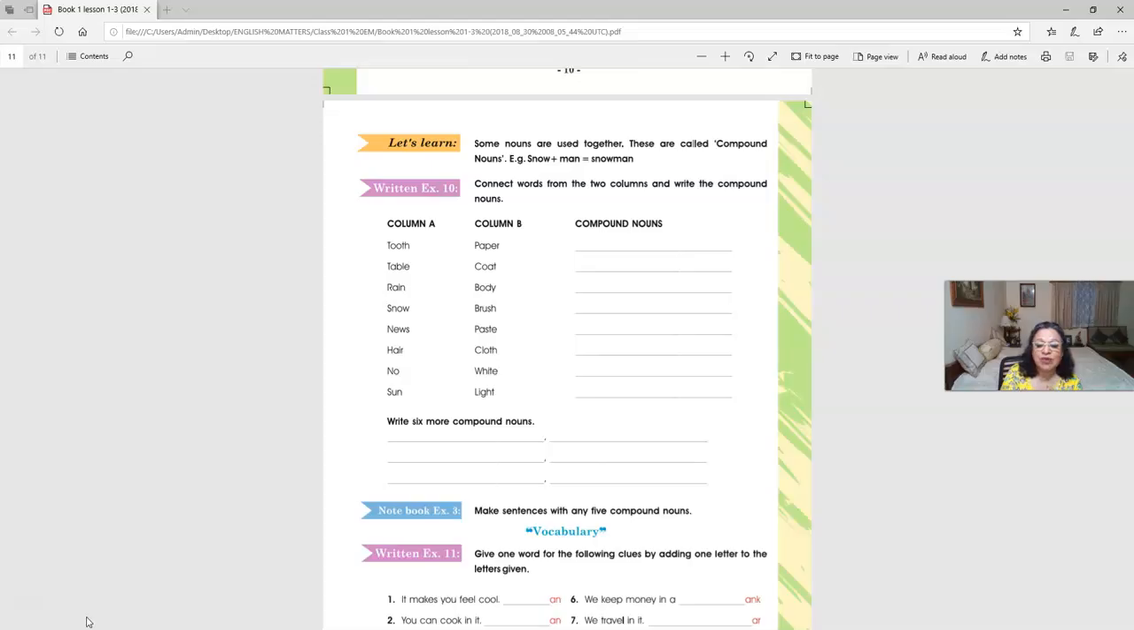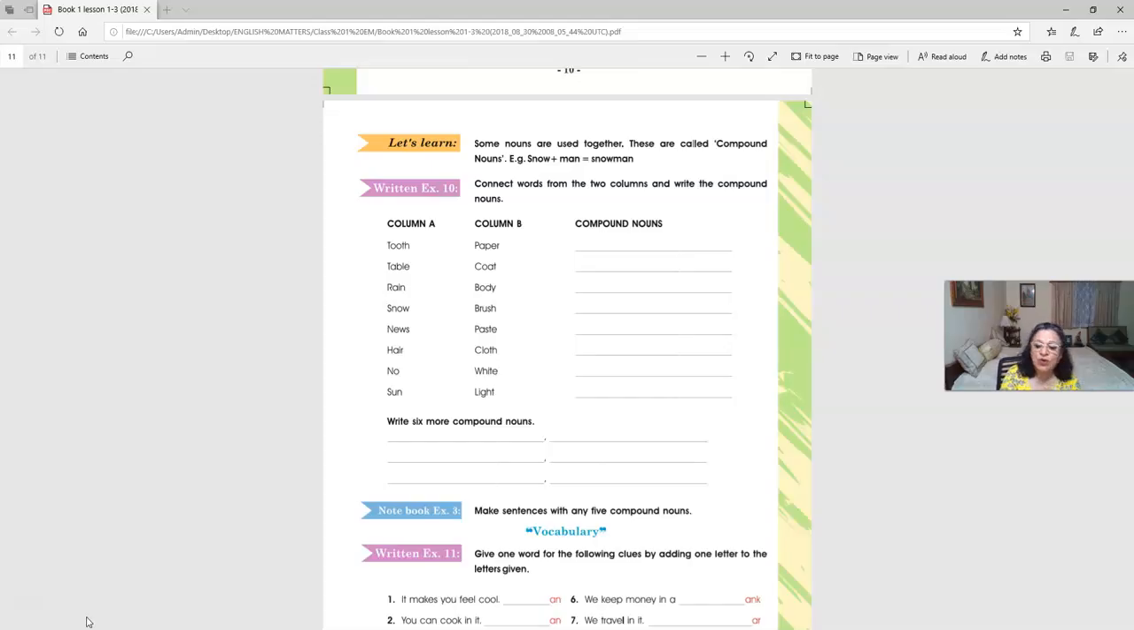Sun. Now what is left? See what is left. Sunlight. Sunlight is already together. So last one is sunlight. So read the names that you've written. Toothpaste, tablecloth, raincoat, Snow White, newspaper, hairbrush, nobody, and sunlight. Now for homework, you will find out 6 more compound nouns and write it.